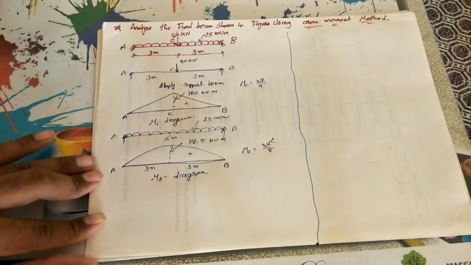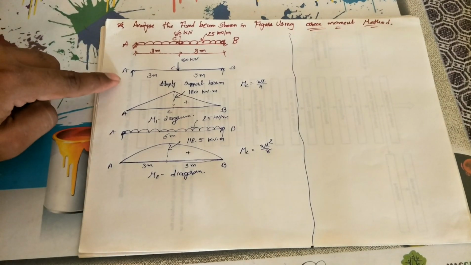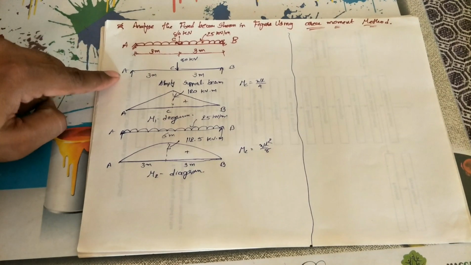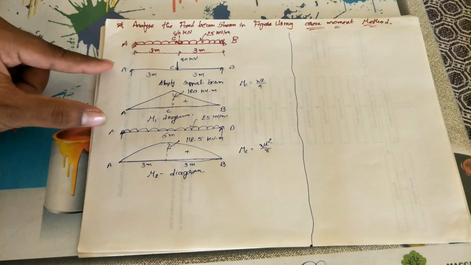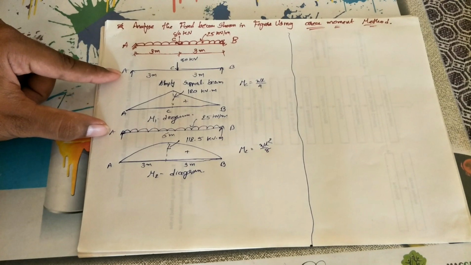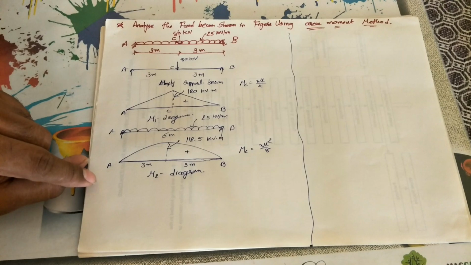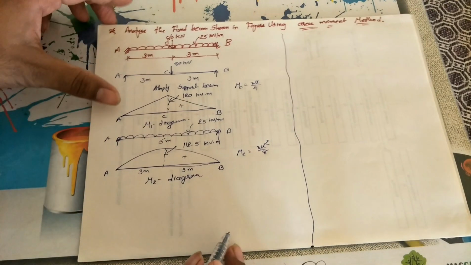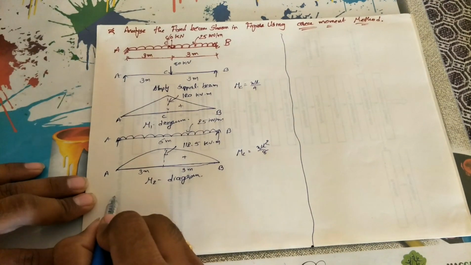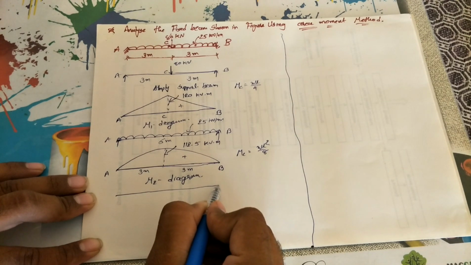This diagram is known as the Mu2 diagram. So what is the first step? Assume this fixed beam as a simply supported beam and draw a bending moment diagram for the same. This is a simply supported beam with the loading condition, and this is the bending moment diagram for the same. Now the next step is to assume end moments, couple moments at the ends.